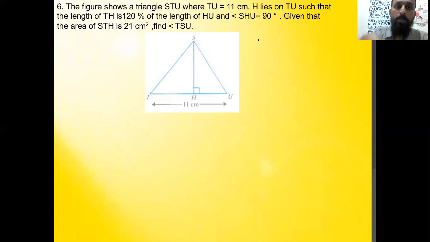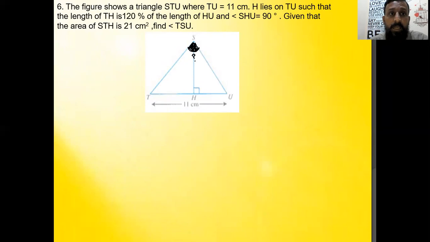What are they asking you, boys and girls? They're asking you to evaluate the value of this big angle. This is unknown, which we need. Again, this big angle is divided into two parts, into two triangles. We will be finding the two values with the help of the two triangles, that is triangle STH and triangle SHU. What else is given to us?